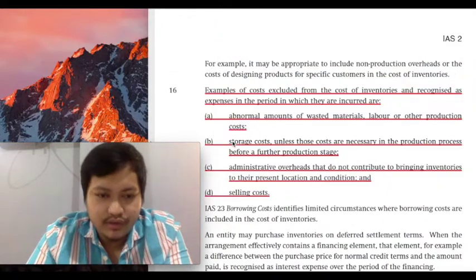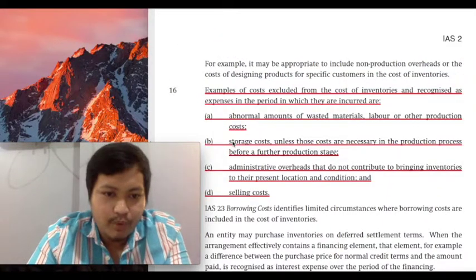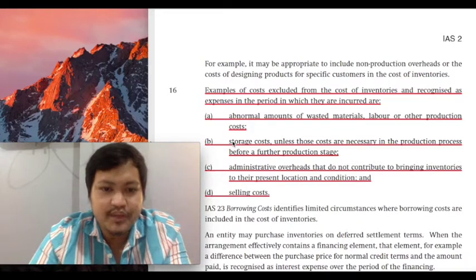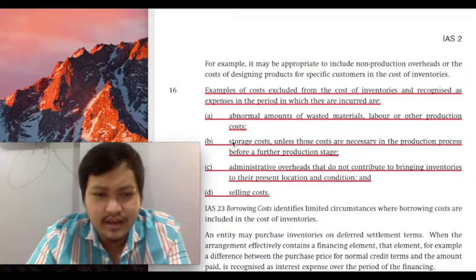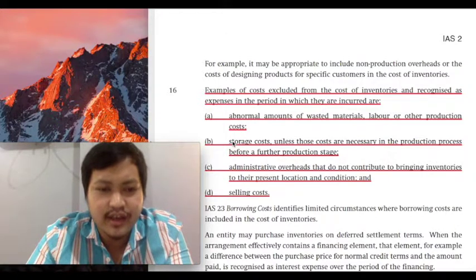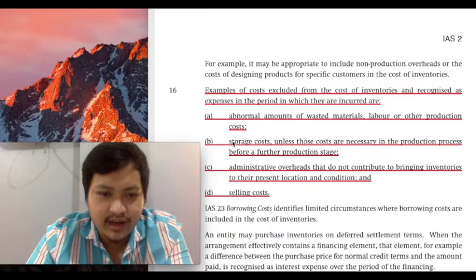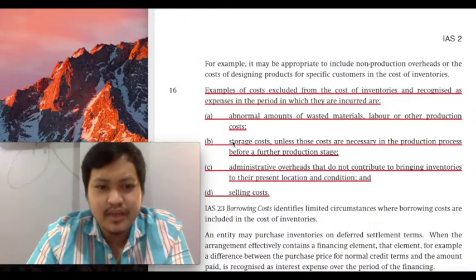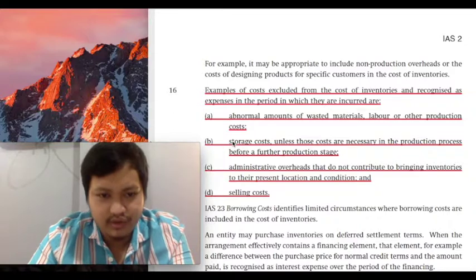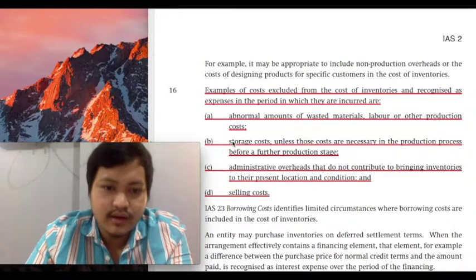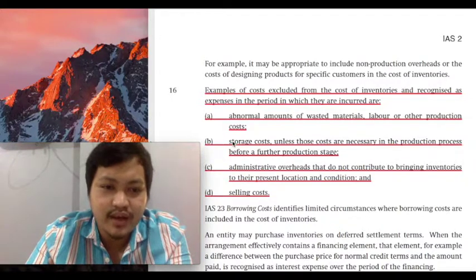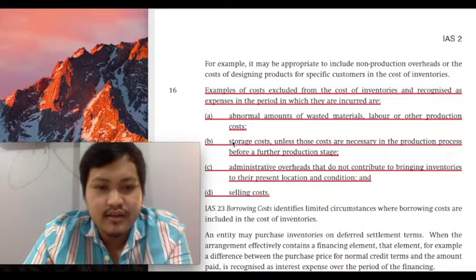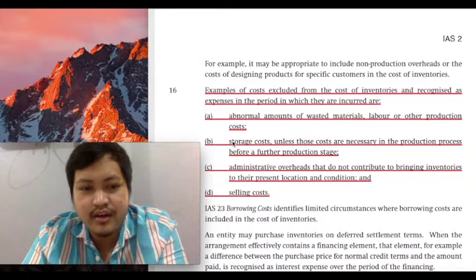Now we're done with the cost of conversion, class. Again, the other component of our cost of inventories would be the other costs directly attributable in bringing the inventory to its present location and condition. Again, directly attributable costs, or simply understood as necessary costs. As to what these other directly attributable costs are, they can be anything, class, as long as they are necessary to bring the inventory to its present location and condition.